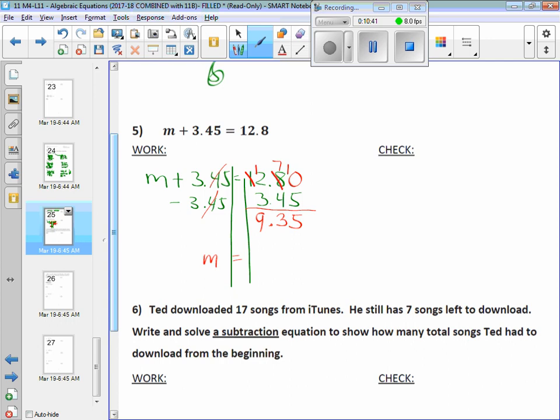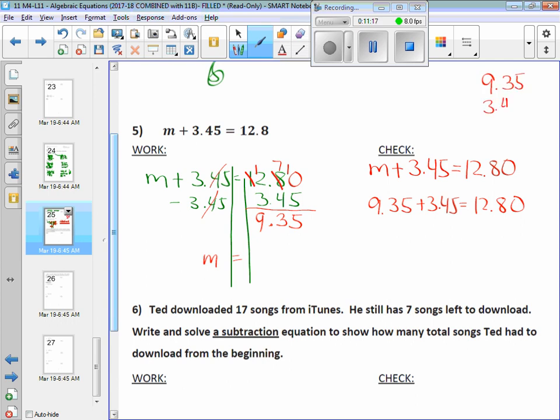So now what we do in the check is we're going to rewrite everything as is. I'm going to add the 0, might as well, because I'm going to need it anyway. Substitute. 9.35 plus 3.45 is supposed to equal 12.80. Now I want to truthfully check this. So I'm going to do it off to the side somewhere where I have space because I want to definitely make sure that I haven't made a basic math error.